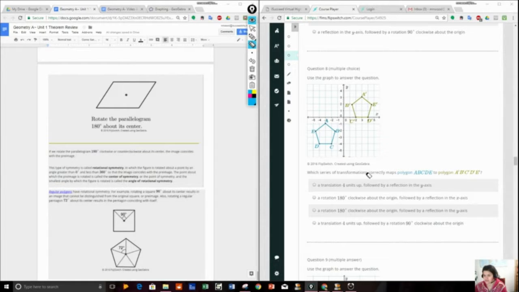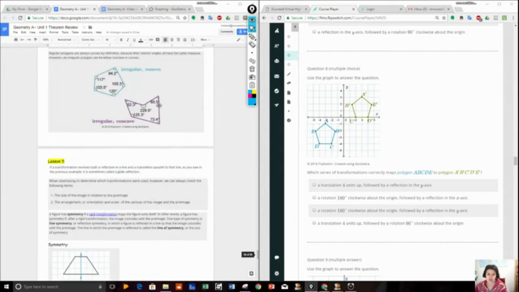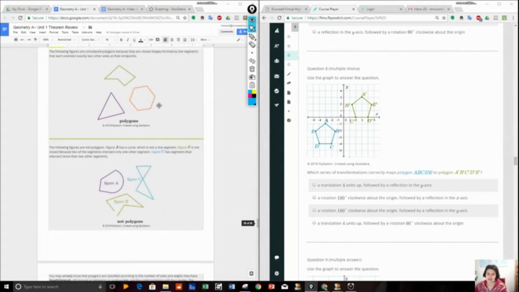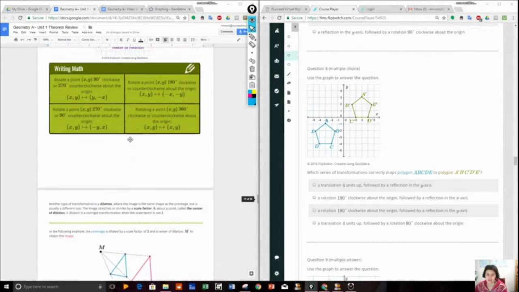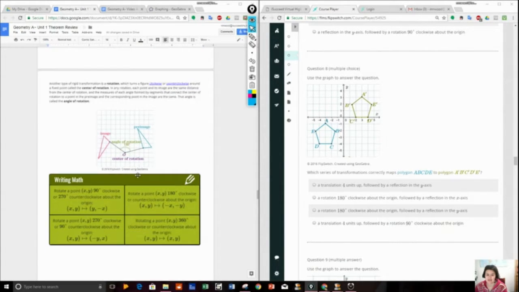Okay, so which series of transformations correctly maps polygon A, B, C, D, E to polygon A prime, B prime, C prime, D prime, E prime? This is pulling on the information you learned back in lesson 3, so I'm going to go back to lesson 3 and use that as a reference for this. So it says a translation of 4 units up followed by a reflection in the y-axis.